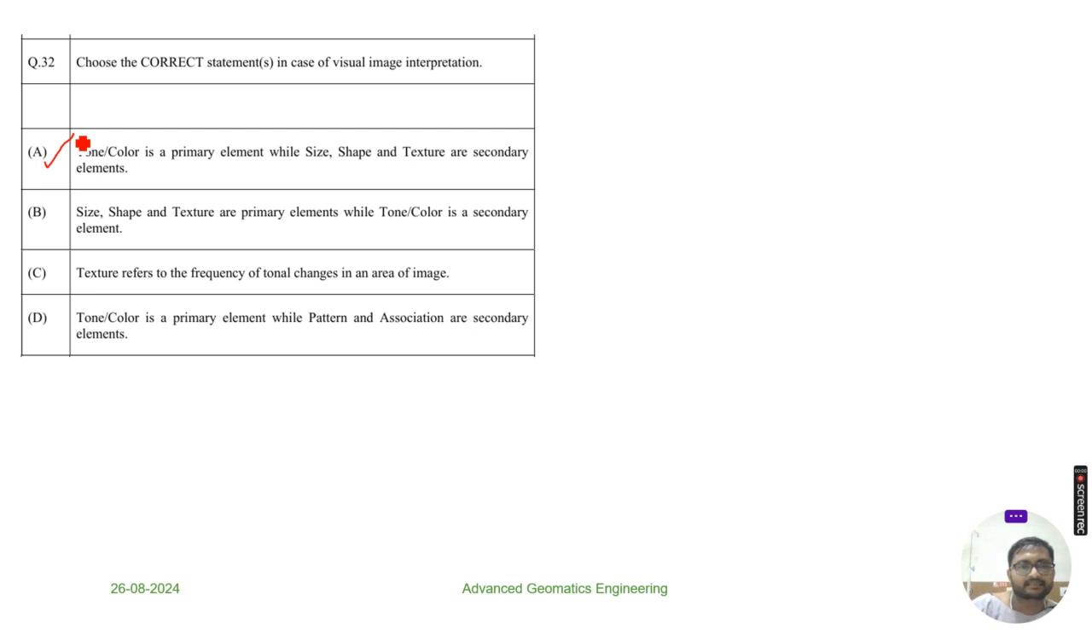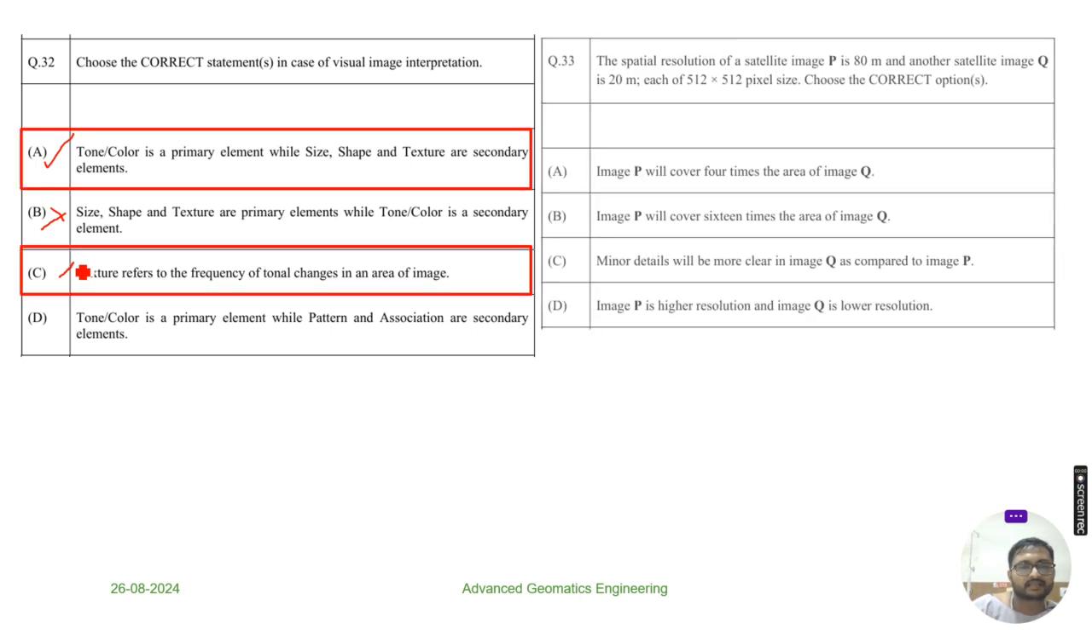Then is anything else correct? If the first one is correct, then the second one will automatically be wrong. The third one might be. The third one is also right, because texture means how the frequency is changing, how tonal changes are happening. So this third one is also correct, and the fourth one is incorrect.